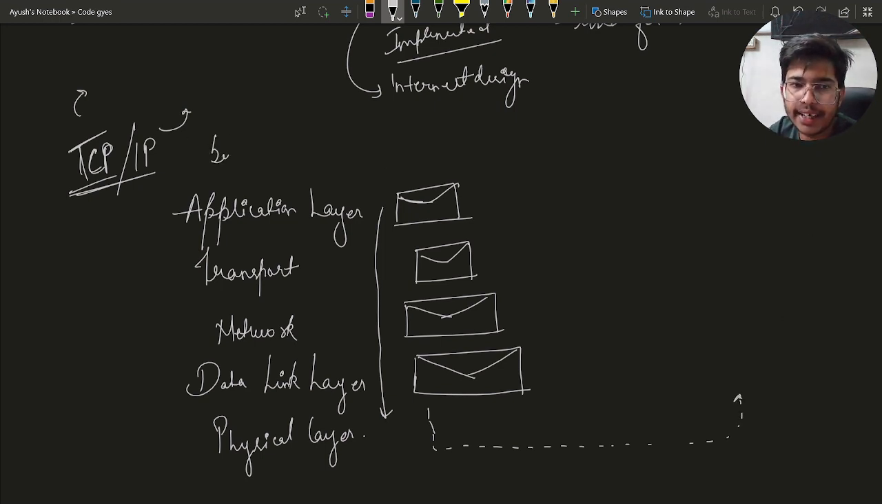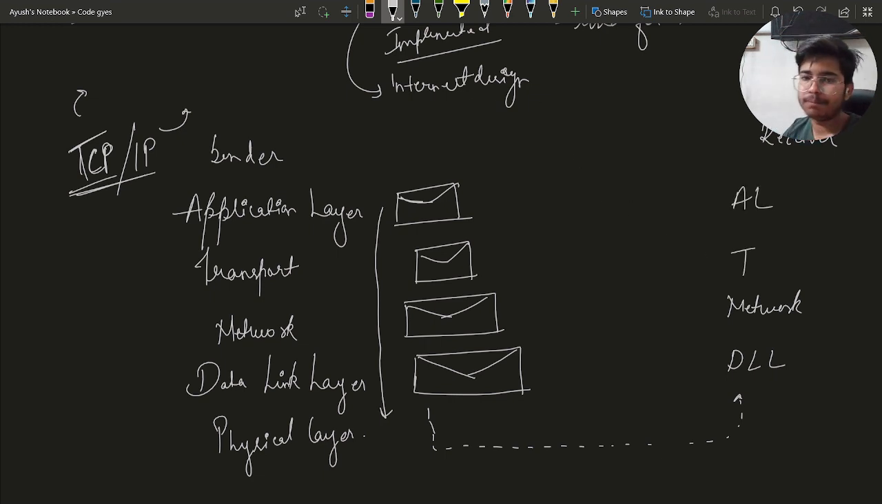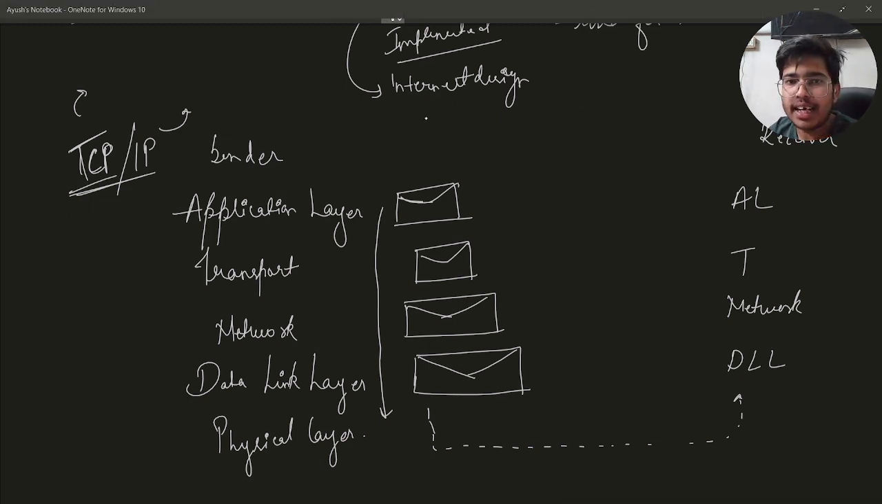This is the sender end and this is the receiver end. The physical layer sends the message to the receiver end, and the same layers work there: the data link layer, network, transport, and the application layer.